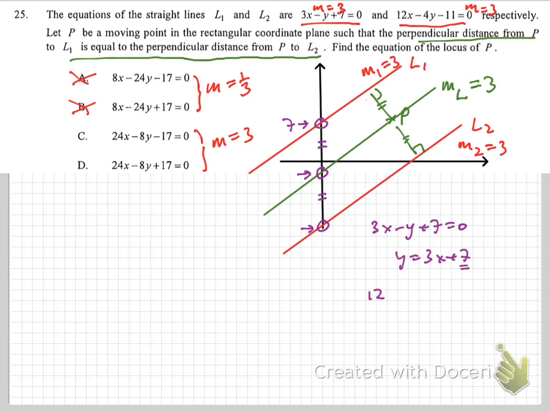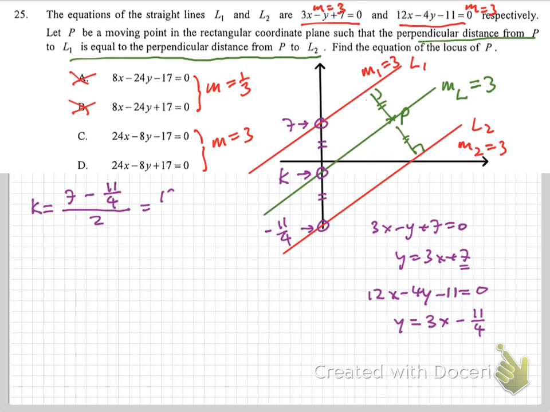The other straight line is 12x minus 4y minus 11 equals 0. So we change to y equals 3x minus 11 over 4. So this is the other intercept, minus 11 over 4. Let's call the locus intercept k. Using our previous analysis, k is midway between the two intercepts. So it's 7 plus minus 11 over 4, divided by 2. So that is 17 over 8. That is the position of the intercept of the locus.